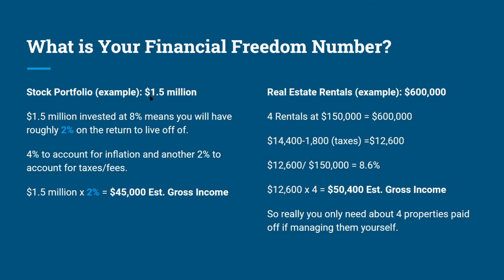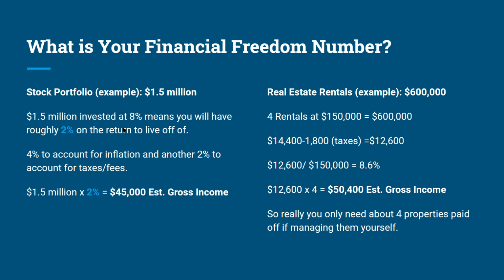So if your goal was $1.5 million for retirement, $1.5 million invested at 8% means you would have roughly 2% of return to live off of. The reason for this is because 4% is to account for inflation. That's the value of the dollar going down every year. The government has been shooting for just around 2%. Now they're shooting for just over 2%, but the reality is over the long term, the average rate is about 4%, right? And another 2% is to account for taxes and fees if it's like through your 401k, right?